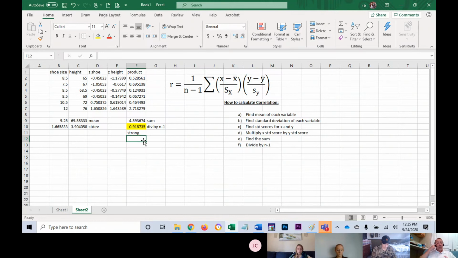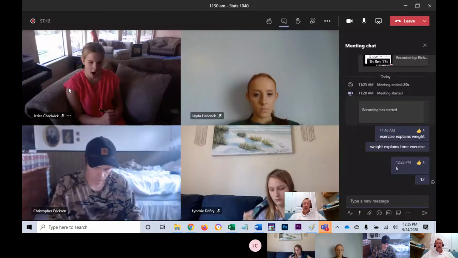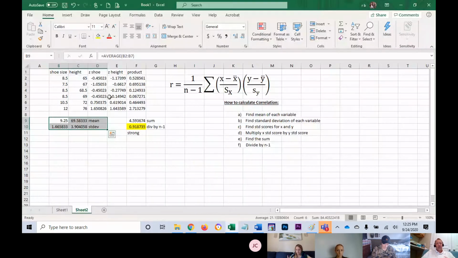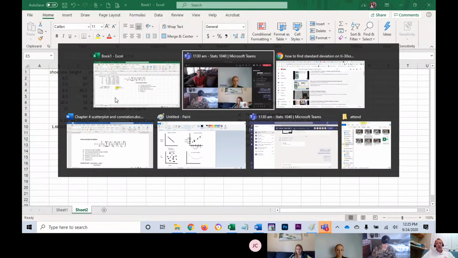So just want to point out here, I want to see all of this work on your paper when you do this. This will definitely be a test question. Probably won't put it on the quiz because it takes a little bit longer. But yeah, you should be able to do that.